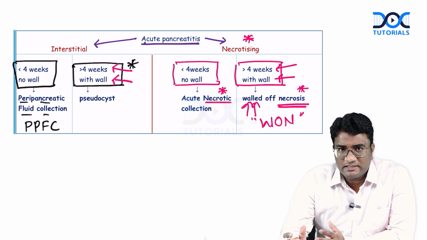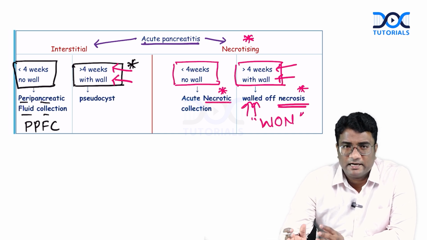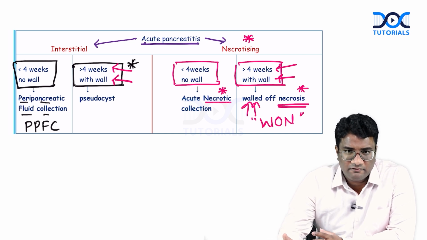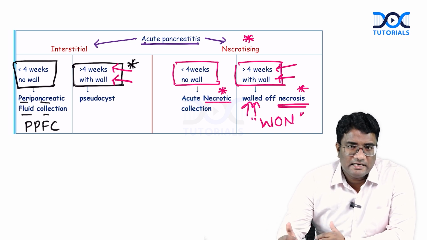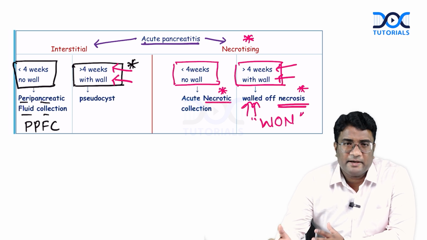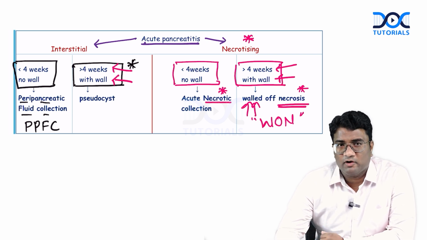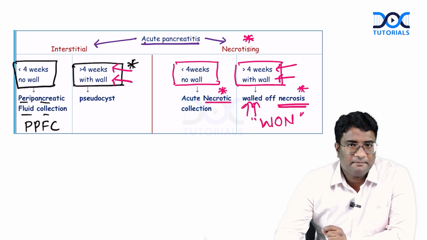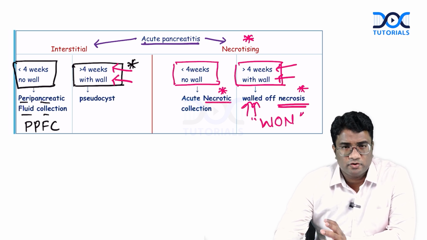If you have a necrotizing pancreatitis without a wall, there is a collection around the pancreas. What do you call it? Acute necrotic collection. Less than 4 weeks, no wall around it. But if it is an interstitial pancreatitis, less than 4 weeks and no wall around it, what does that suggest to you? Peripancreatic fluid collection. And if it is more than 4 weeks and has a fibrin wall around it, what is that? That is a pseudocyst of the pancreas. So, these are some important nomenclature you should understand about these fluid collections in pancreatitis.